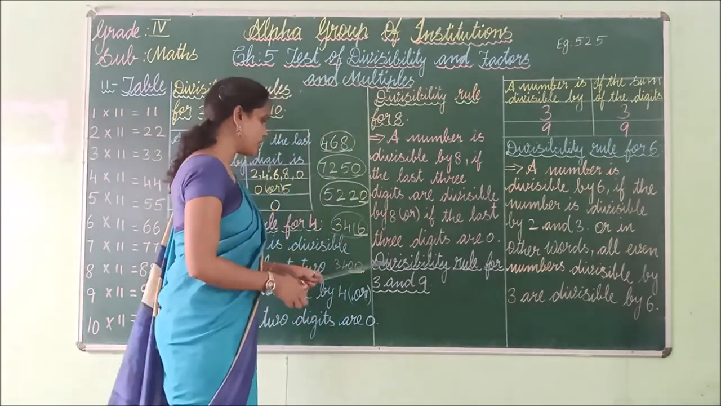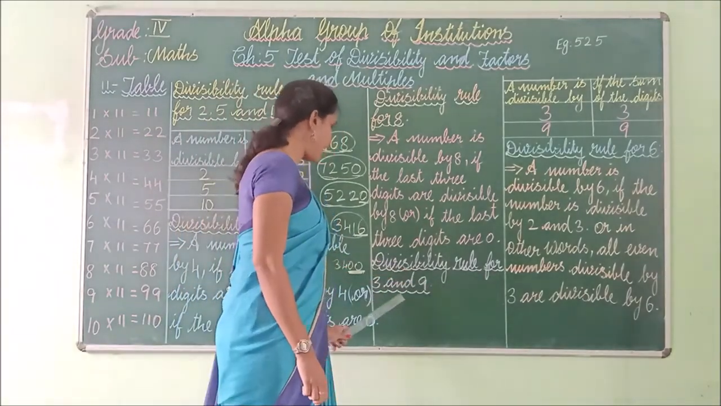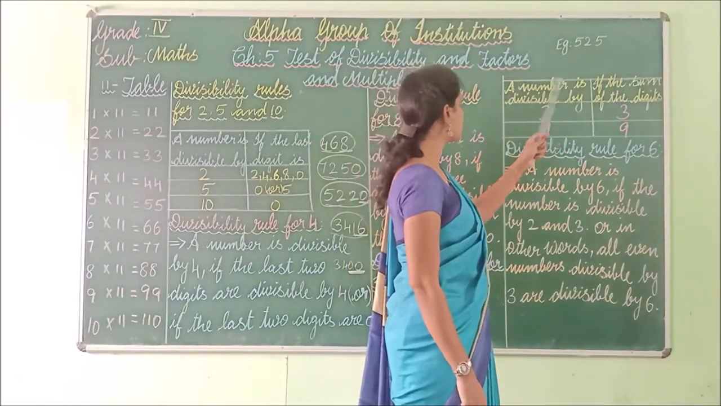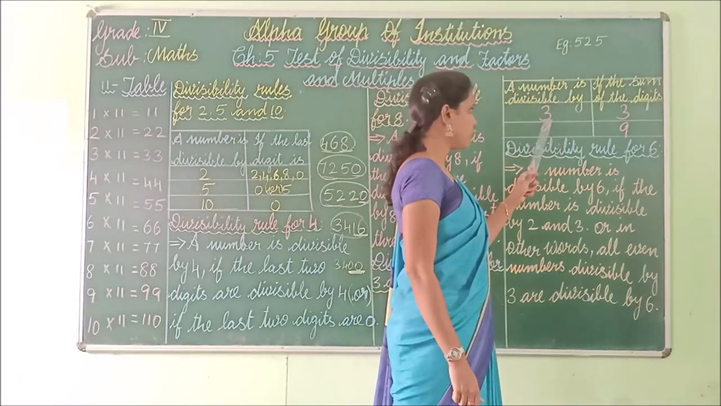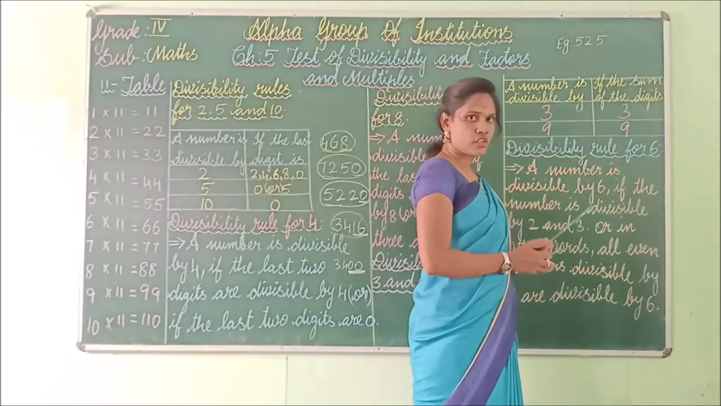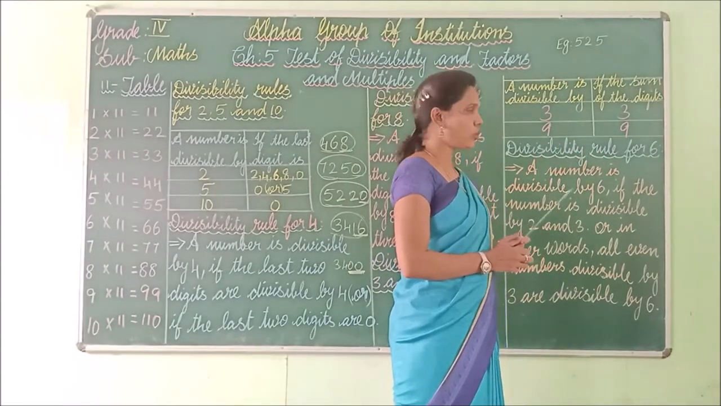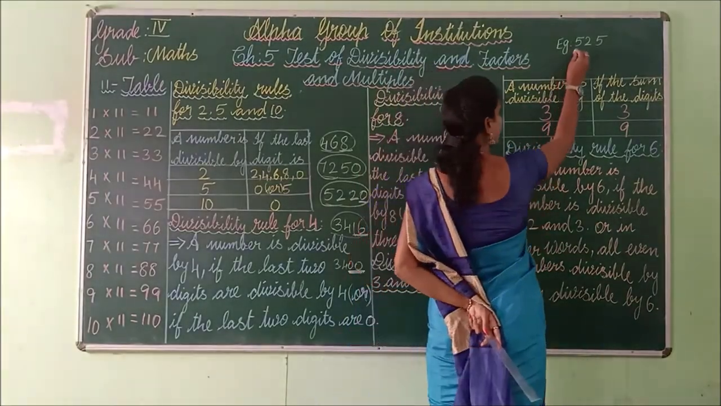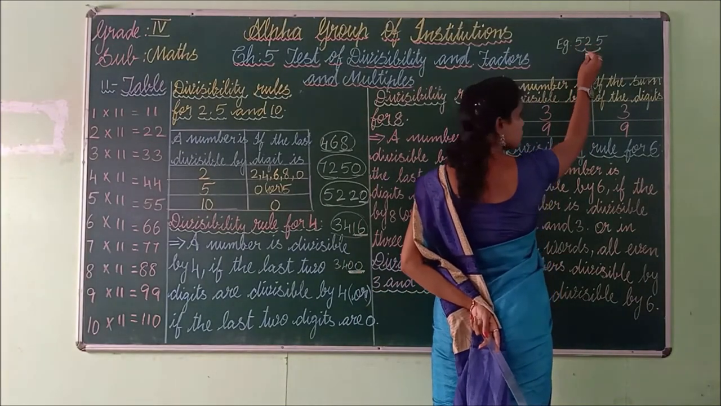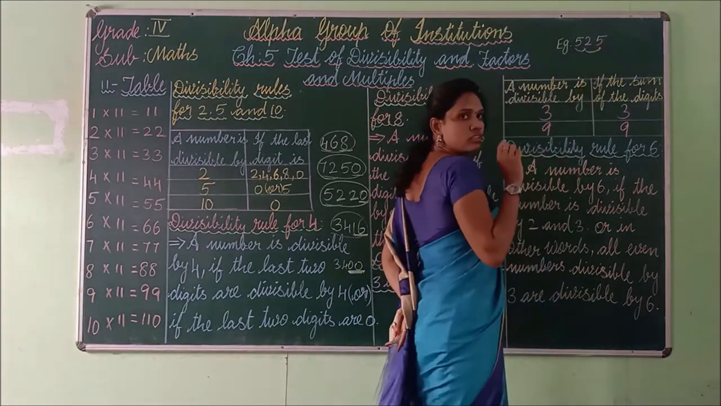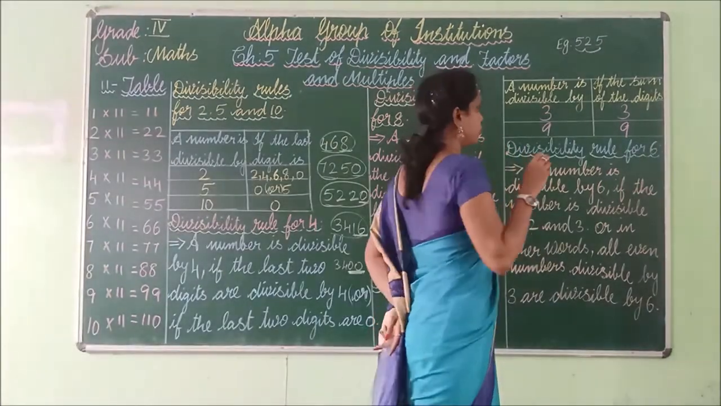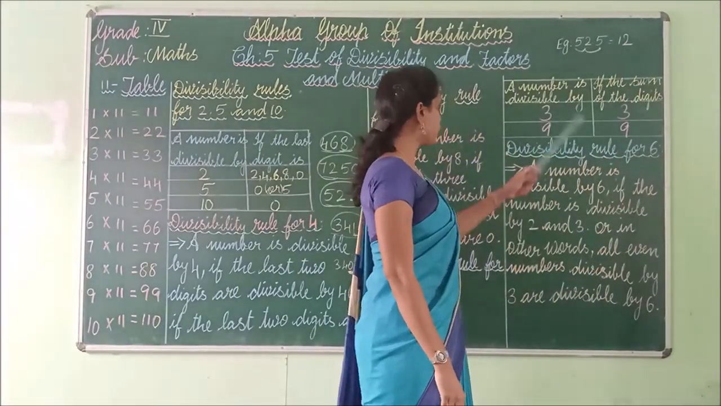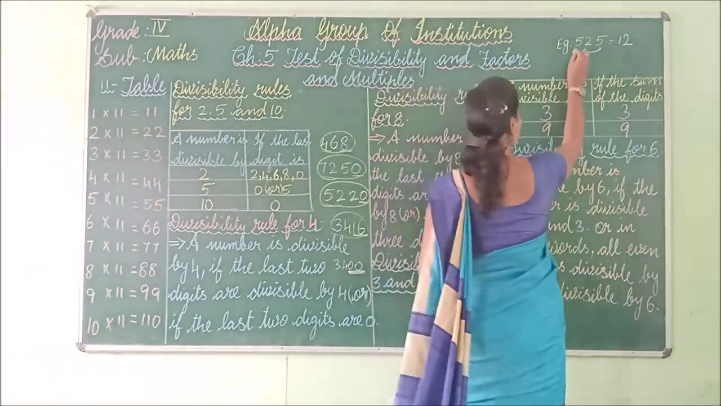Yes. Next one, divisibility rule for 3 and 9. What is the rule for 3? A number is divisible by 3 if the sum of its digits comes in the 3 table. For example, 525. We have to add all the digits. 5 plus 2 is 7. 7 plus 5 is 12. 12 comes in the 3 table. So 525 is divisible by 3.